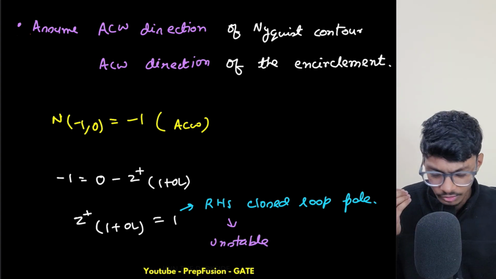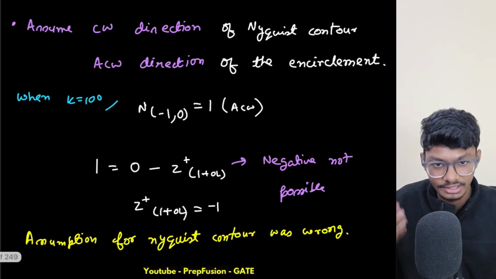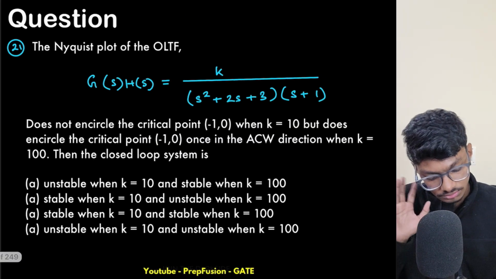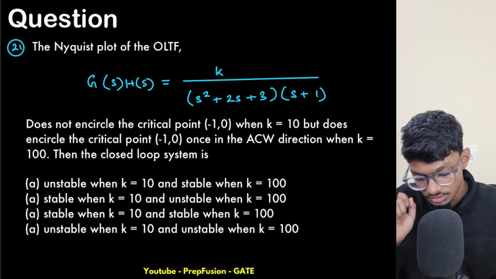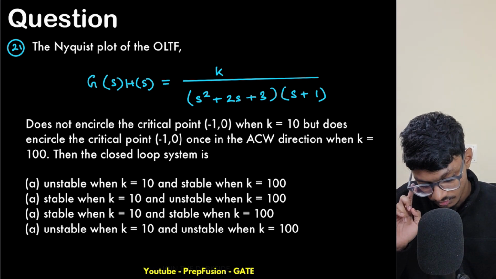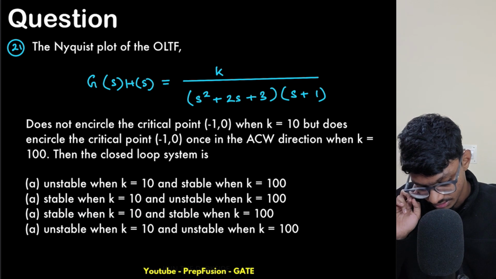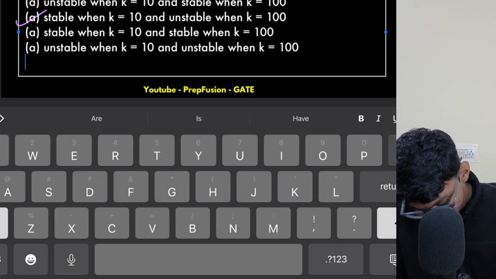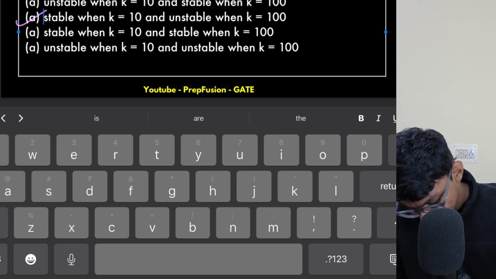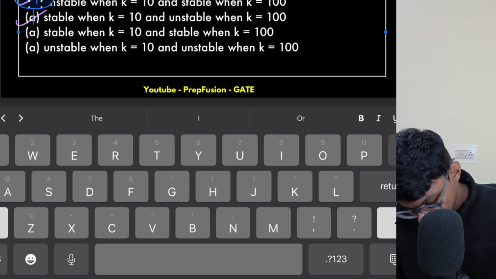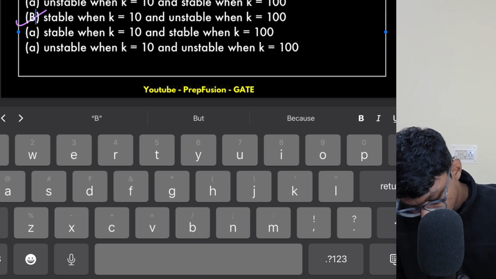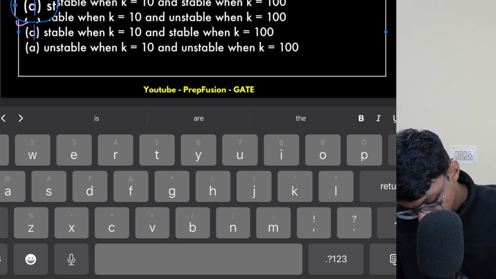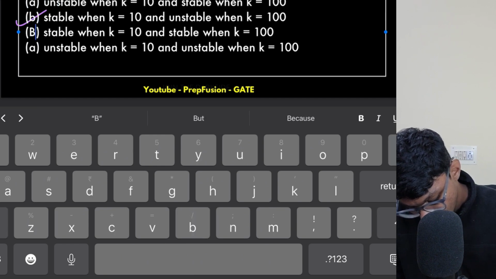So you could have done it very fast. I'm just explaining everything to you, that's why I'm doing it very slowly. It will take just 1 minute. So for K equals 100, this is unstable, and for K equals 10, this is stable. So option B is correct. Oh, all of them are option A. I have to change this to B.